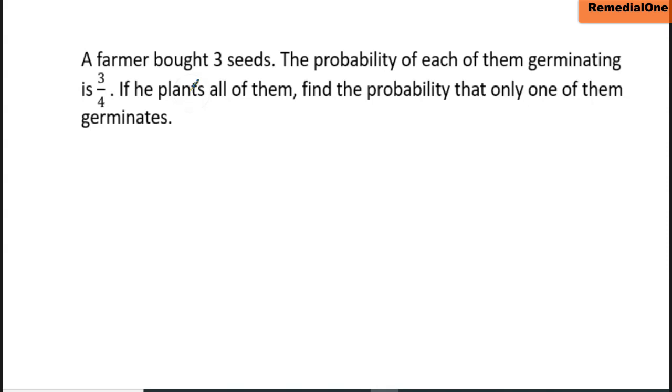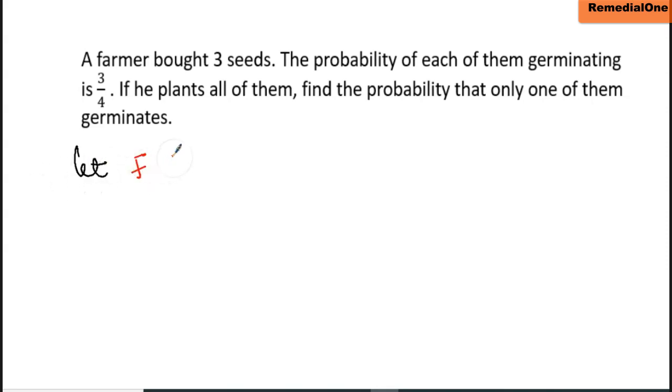It's still on probability. A farmer bought 3 seeds. The probability of each of them germinating is 3 on 4. If he plants all of them, find the probability that only one of them germinates. Now this is a practical question. The germination of the 3 seeds has nothing to do with each other. So the probability that the first will germinate is independent of the probability that the other one will also germinate.